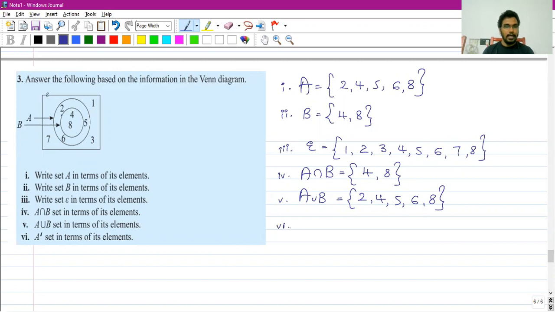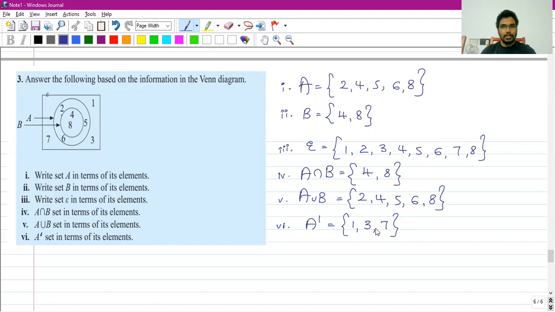Sixth question, A dash or the complement of A. This large circle is A, so the complement means outside this circle. This will be the complement of A. So it will be 1, 3, and 7 only. Yes, so we have done this question.